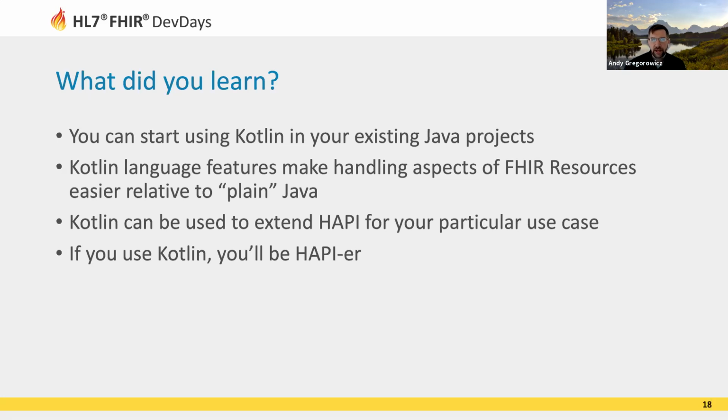Hopefully what you've seen is that the language features make handling different aspects of FHIR resources easier than just plain Java. They're less verbose. You don't have to worry about null pointer exceptions in as many cases. You don't have to worry about checking types as much, or you can handle that much easier. You can use Kotlin to extend HAPI for your particular use case. So you're seeing some particular instances for the code that I was working with. But again, depending on the profiles that you're working with in FHIR, you can build your own set of extension methods so that the HAPI API works better for you. And so with all that, I would argue that if you use Kotlin, you will wind up being happier.